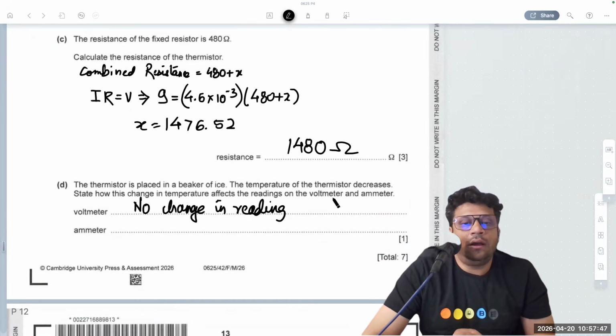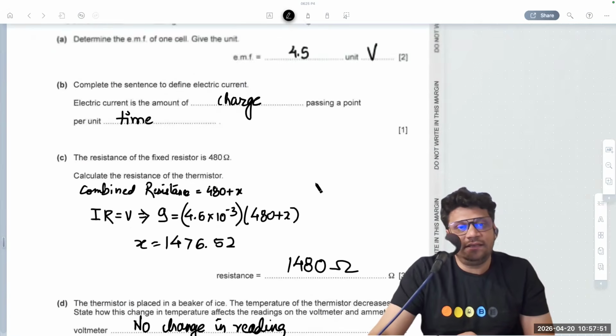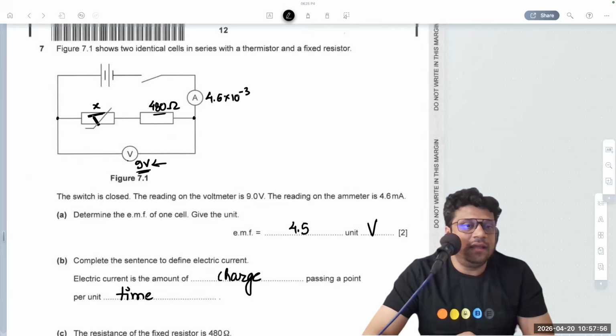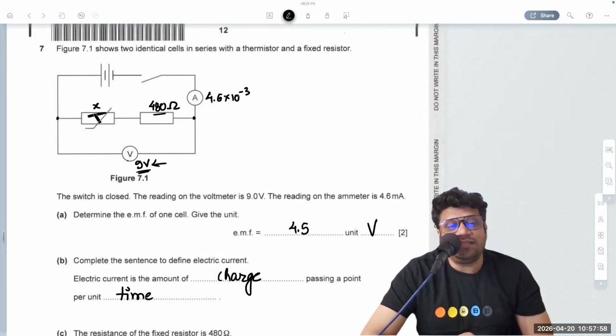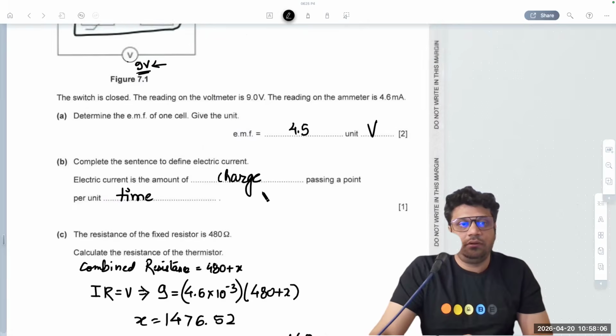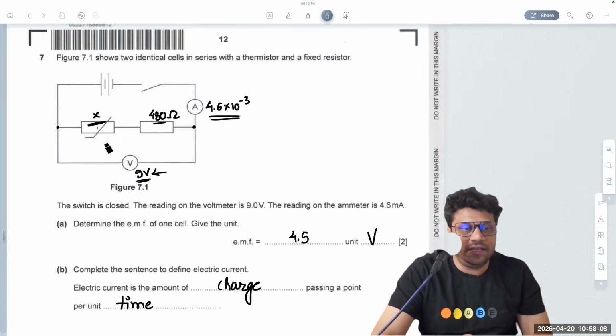But since the temperature has decreased, the resistance will increase for the thermistor. If the resistance of the thermistor increases, the overall resistance increases because these two are in series with each other, and that's why the current will actually drop. So that is what you want to say here.